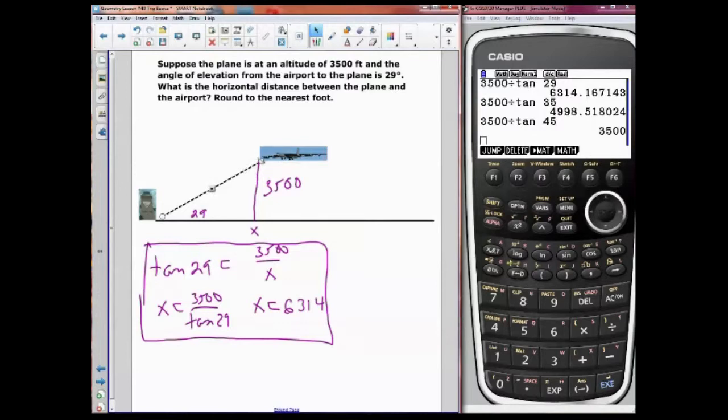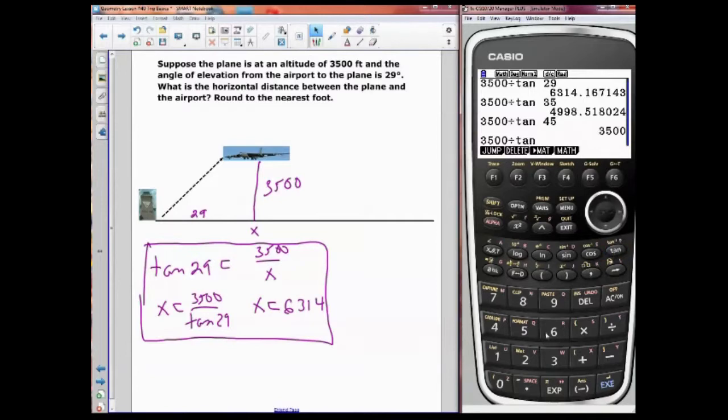Now what if he gets even closer? Let's say he's at 50 degrees now. He's gotten really close to the airport. So we're going to do 3,500 divided by tangent of 50. The distance got shorter. He's higher up than he is close. And what do you think is going to happen the closer he gets to 90 degrees, which means he's straight up and down from the airport?